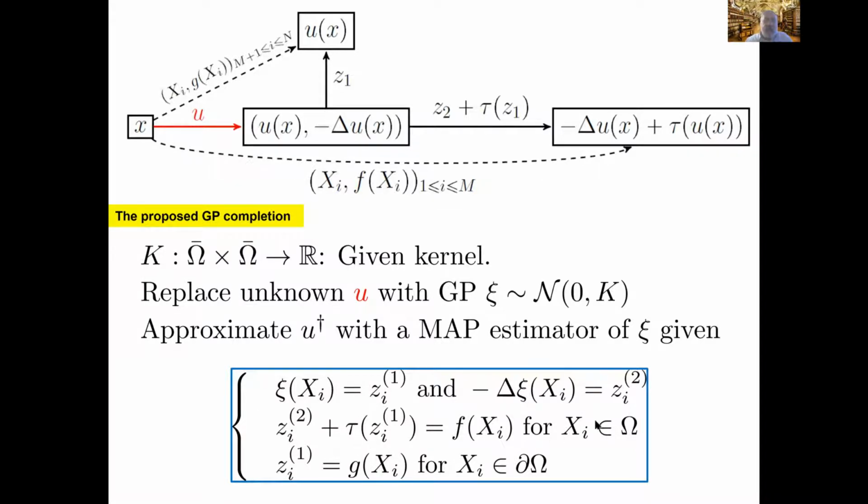In that expression, the variables zi1 and zi2 are the values of the intermediate variables of the graph at the collocation points xi. These intermediate variables are unknown, but their nonlinear combination through this function is known, as the value of the right-hand side of the PDE at the collocation point xi.